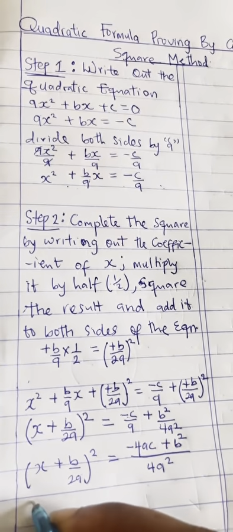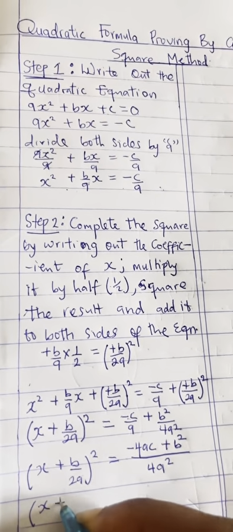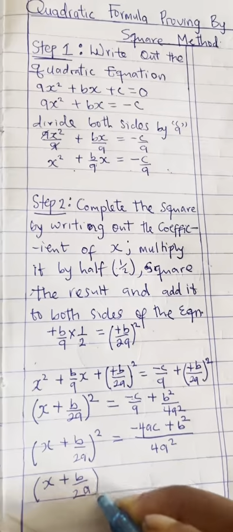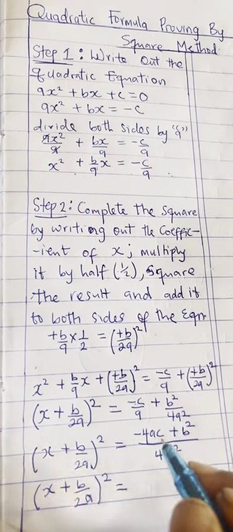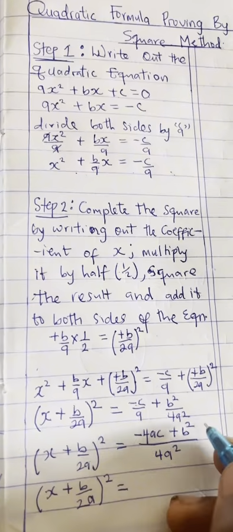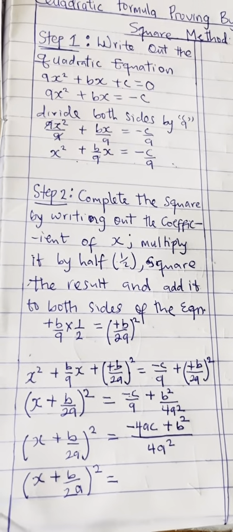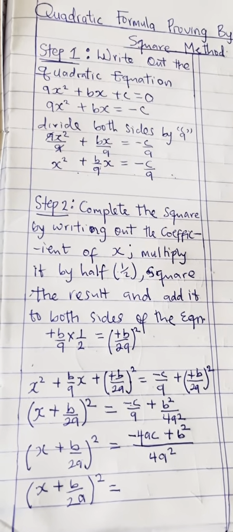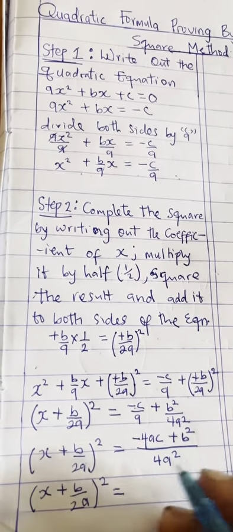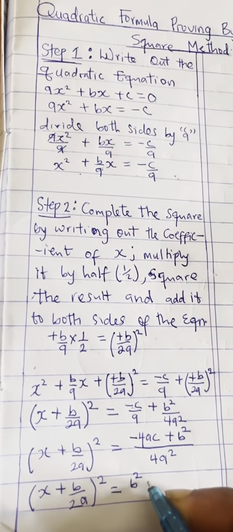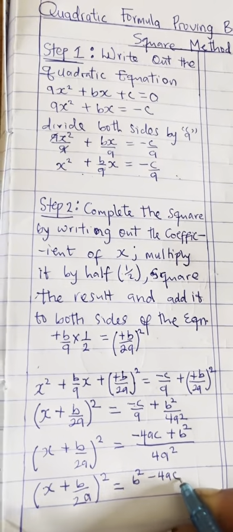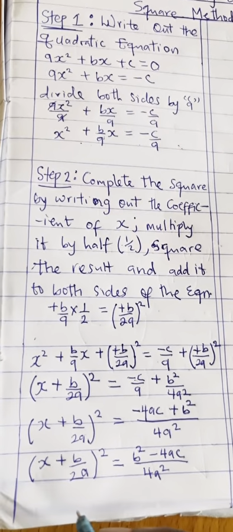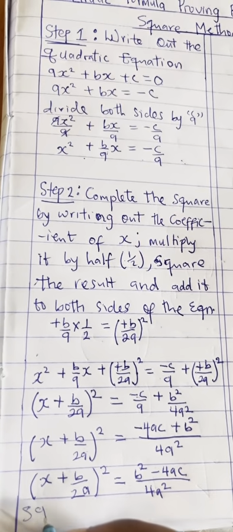So x plus b over 2a all squared would equal minus 4ac plus b squared. You know, if I have an expression like 2 minus 3, I can also write it as minus 3 plus 2. So this expression, minus 4ac plus b squared, I can write as b squared minus 4ac, all over 4a squared.